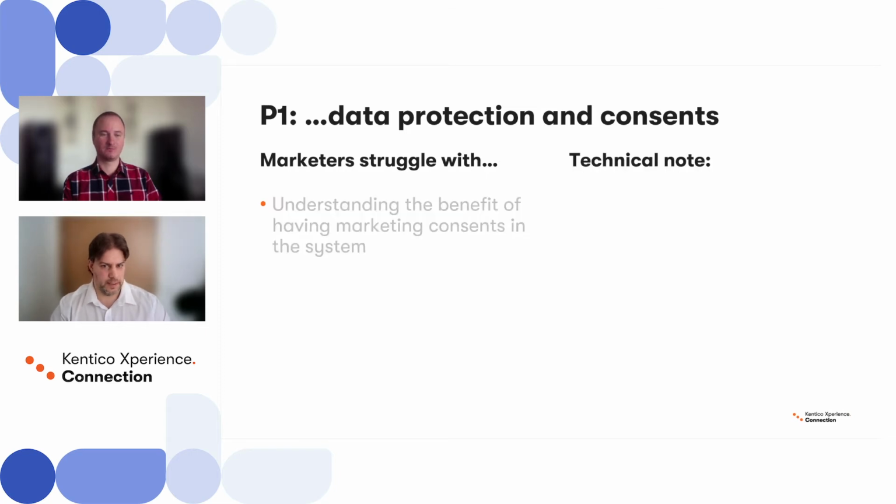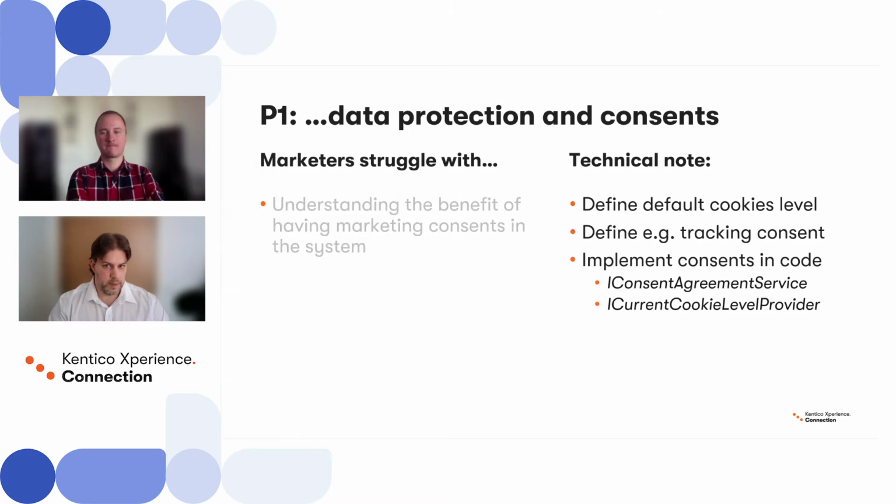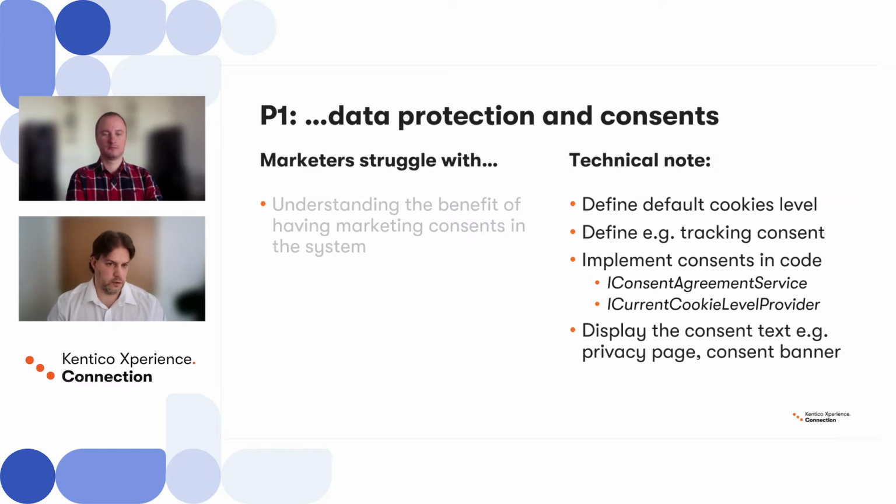In order to make consents work, developers need to make something in the backend. First of all, they need to define a default cookie level. Then they need to prepare at least the means for tracking consent, and marketers need to create at least one tracking consent. To make these two things work, developers need to implement stuff that is out of the box with Kentico Xperience. We have some interfaces that they can implement. And finally, they also need to prepare a way to display the consent text, for example, in a page banner, or the larger consent text on a privacy page. But basically, these are the things that need to happen.